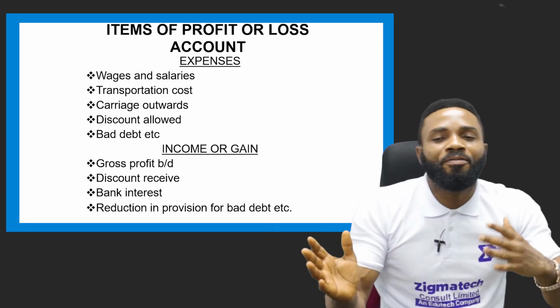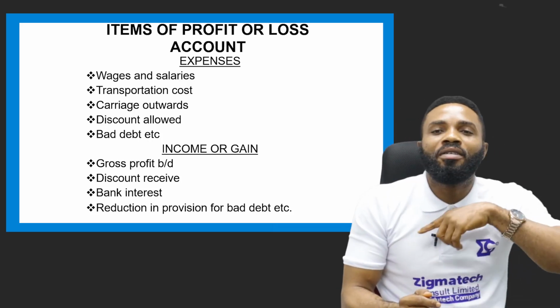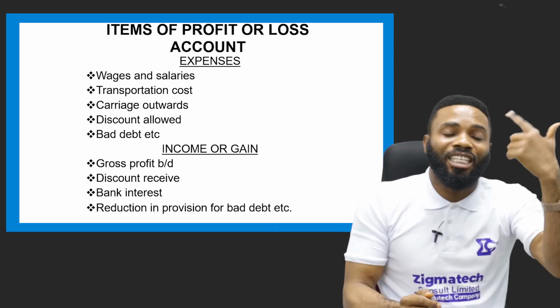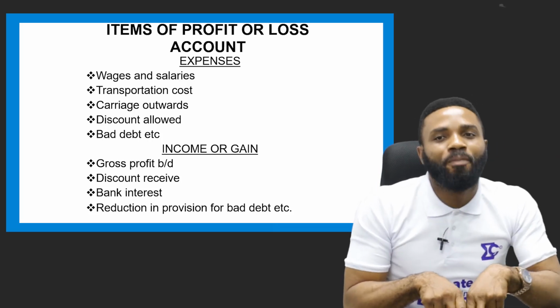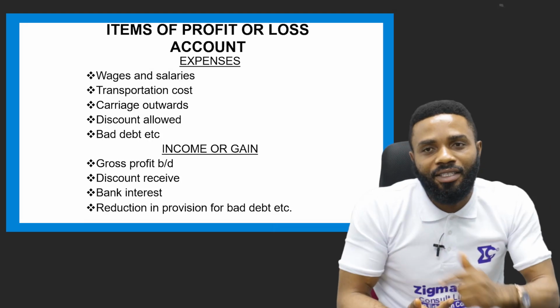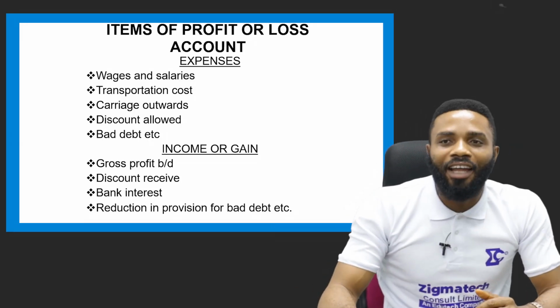So when two different periods are compared, previous period and current period, if the provision for last period is higher than the provision for this period, then there is reduction. If it is lower, then there is increase. Increase is an expense, while reduction is an income.